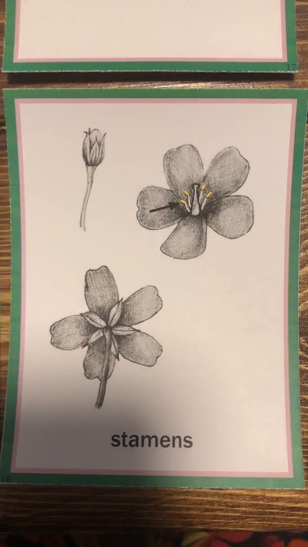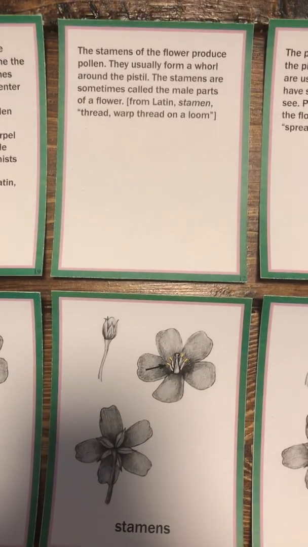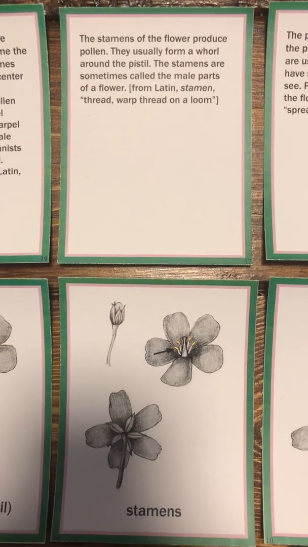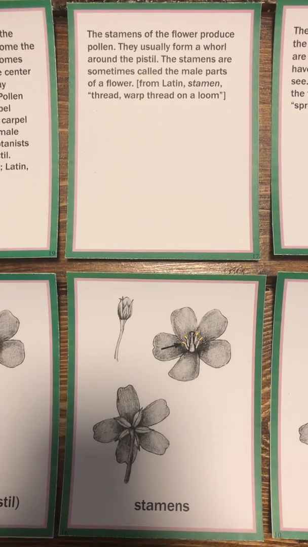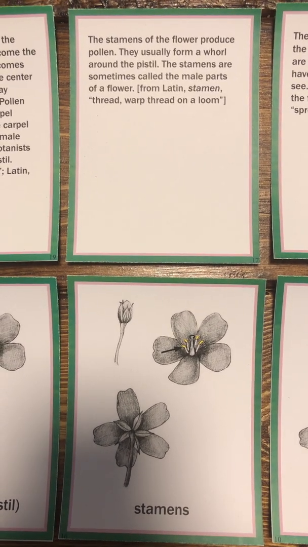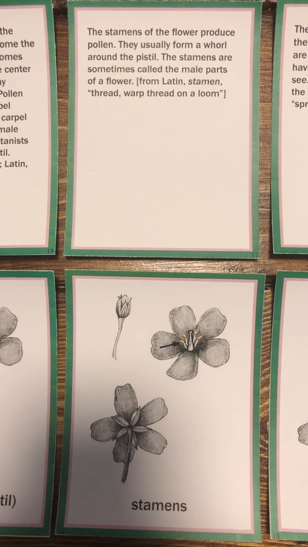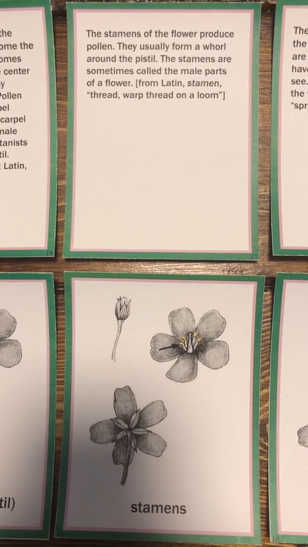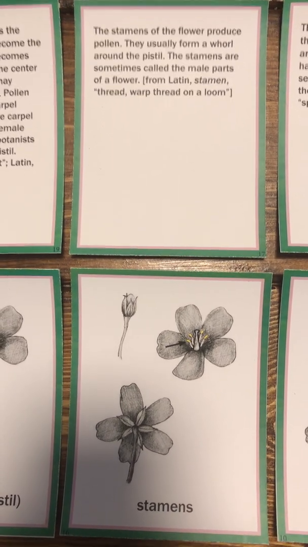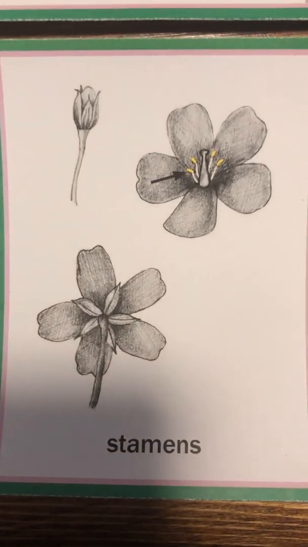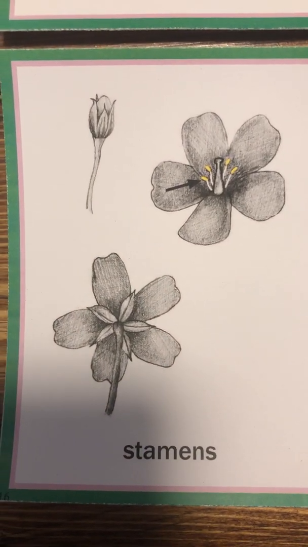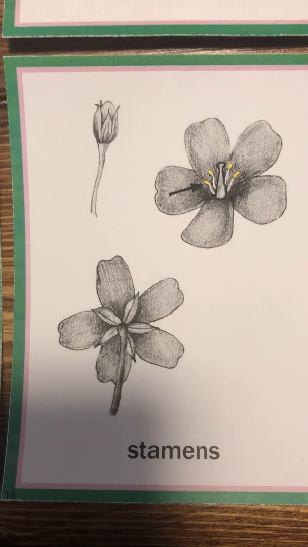Okay, next we're going to look at the stamens. The stamens of the flower produce pollen. They usually form a whorl around the pistil. The stamens are sometimes called the male parts of a flower. You can see the little yellow part that's colored.